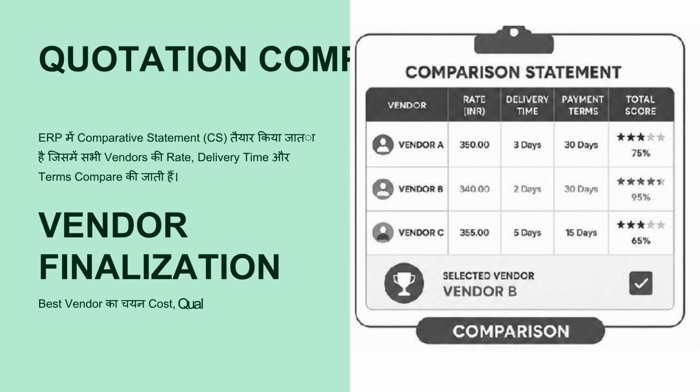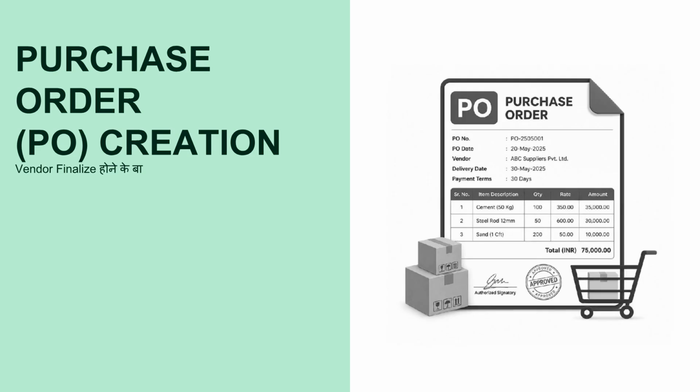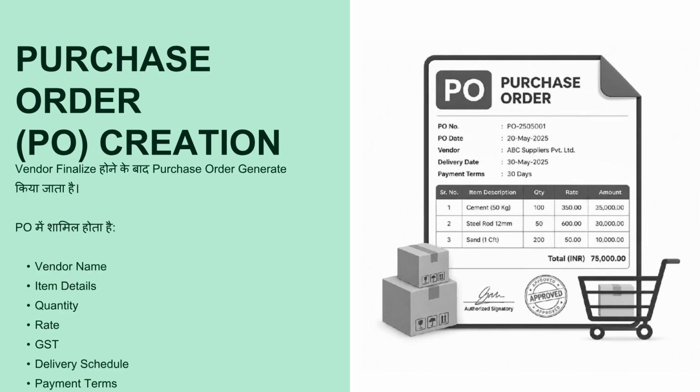Vendor finalization is based on cost, quality, and delivery commitment, with the best vendor selected. Once the vendor is finalized, a purchase order, or PO, is created. The PO includes the vendor name, item details, quantity, rate, GST, delivery schedule, and payment terms.